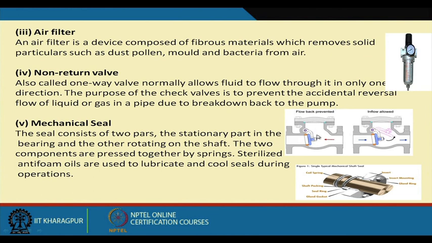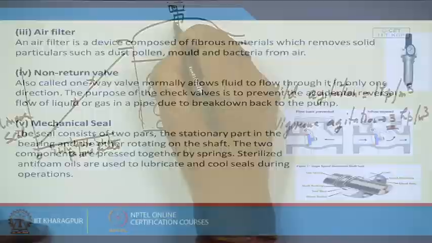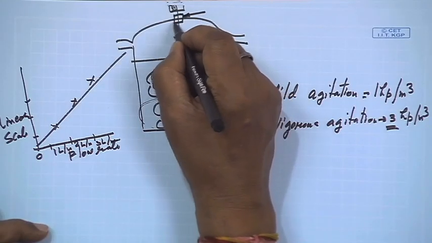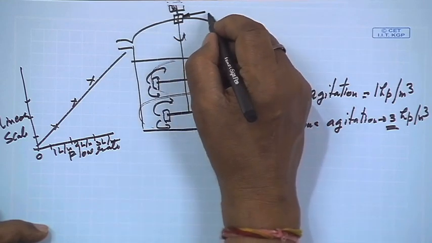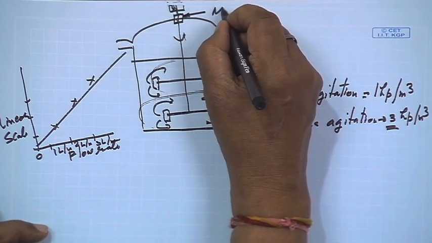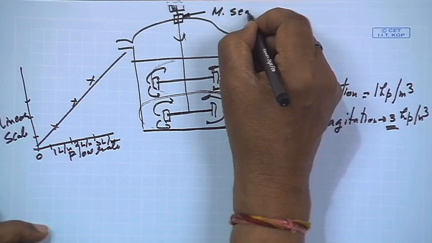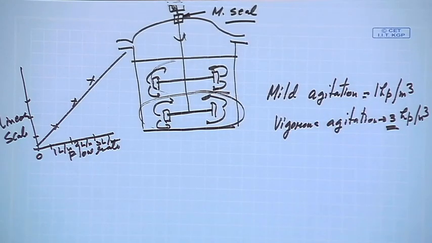So it may happen for several purposes. Breakdown can also happen. Now next is the mechanical seal. I told you the mechanical seal plays a very important role in the fermenter, because in the agitator we have the connection between the motor and this shaft at the outside. This is the mechanical seal, the M seal, that we have.